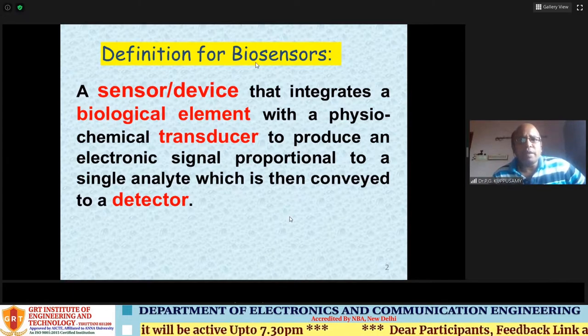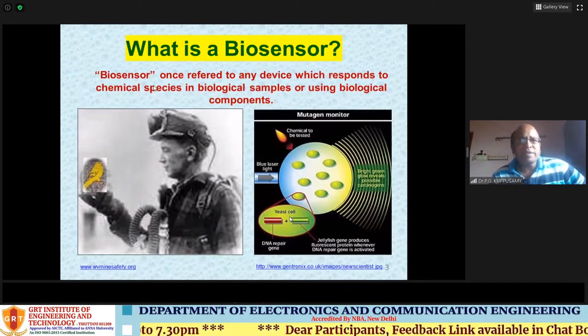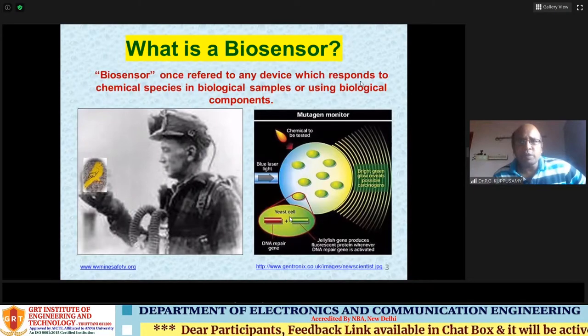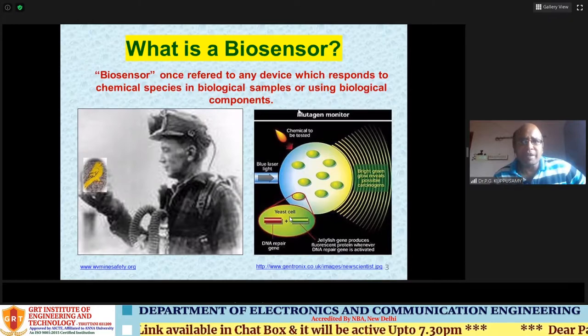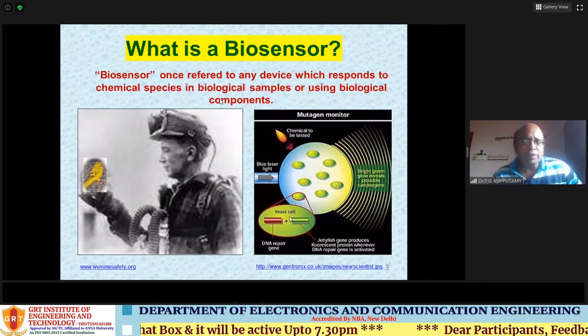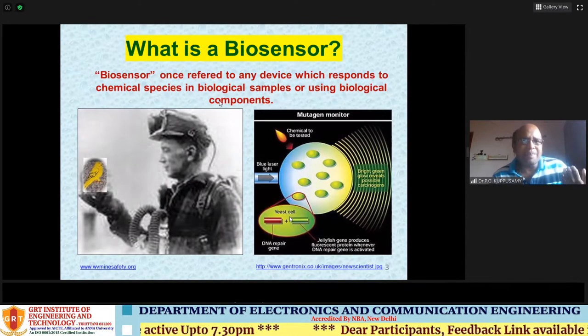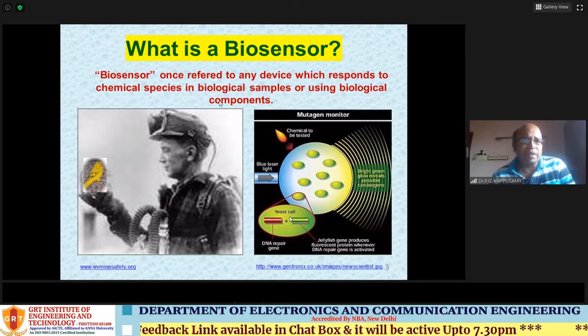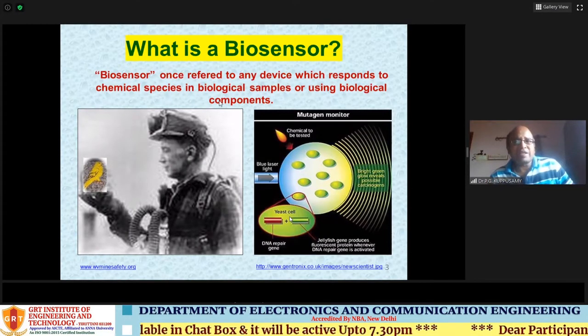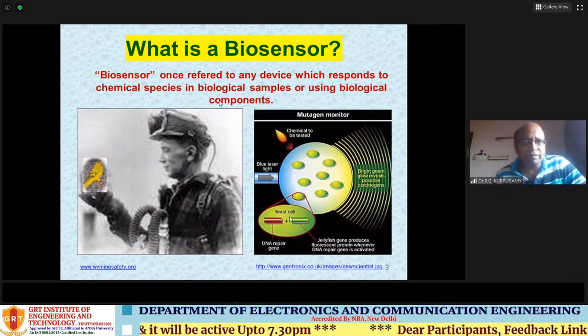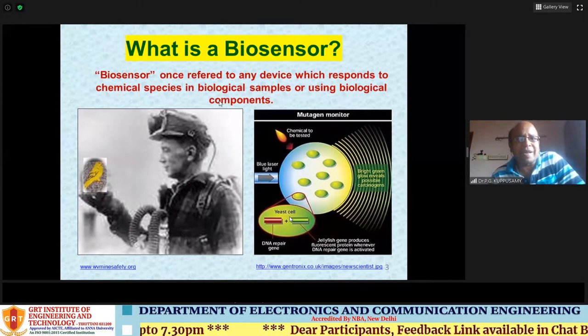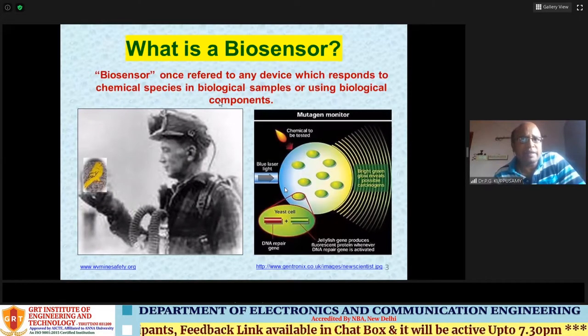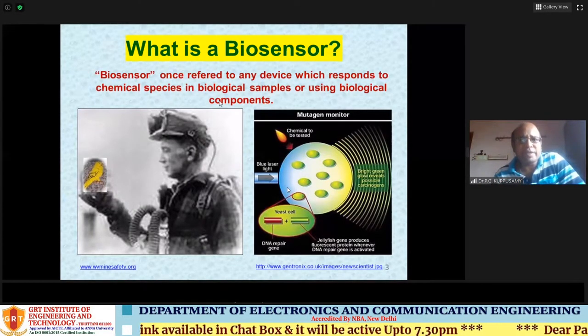So what is a biosensor? A biosensor once referred to any response to chemical species in biological samples or using biological components. Take our body, which consists of many processes. If you want digestion, you need chemical species. So chemical reactions play an important role in our body. That is known as a biologically important component for designing biosensor devices.